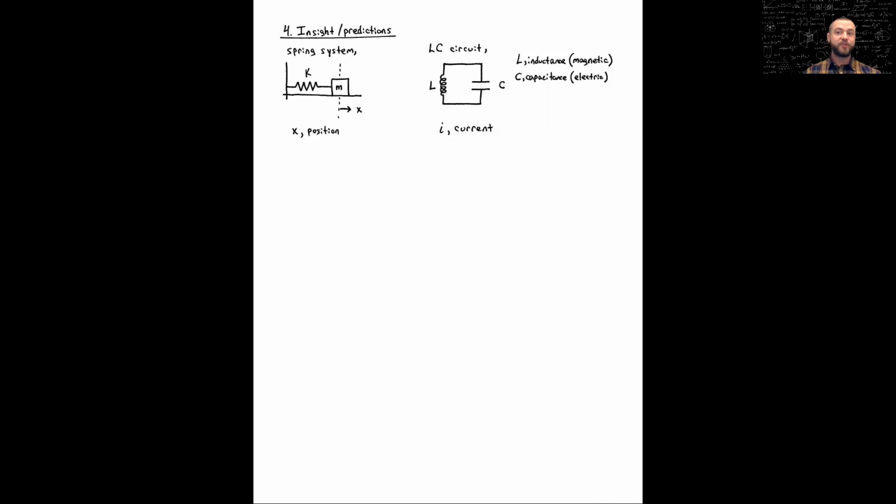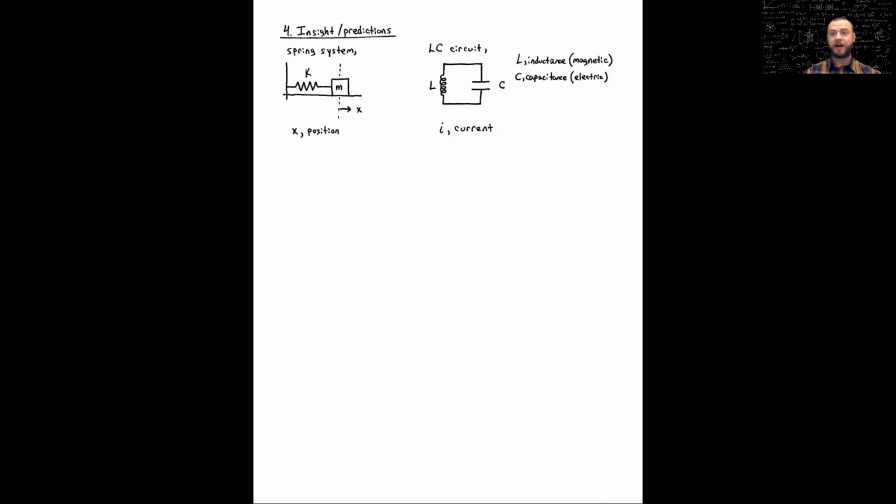All right, now of interest to the spring system, we'd like to know what happens to the position of the object as a function of time. So our goal in the spring system, which we briefly looked at previously a few moments ago, was to solve for x as a function of time.